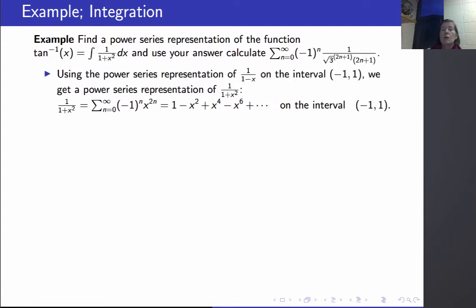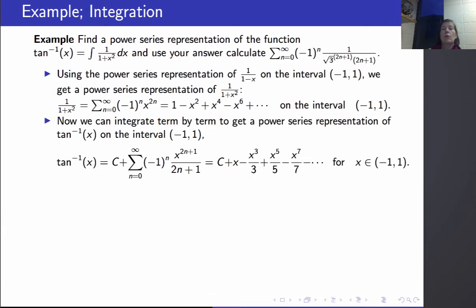Well, 1 over 1 minus x is the sum of the geometric series, the sum of x to the n, on the interval from minus 1 to 1. Substituting minus x squared for x, we get 1 over 1 plus x squared is the sum from n equals 0 to infinity of minus 1 to the n x to the 2n. And this is 1 minus x squared plus x to the 4 minus x to the 6, etc., etc. And this works for x values between minus 1 and 1.